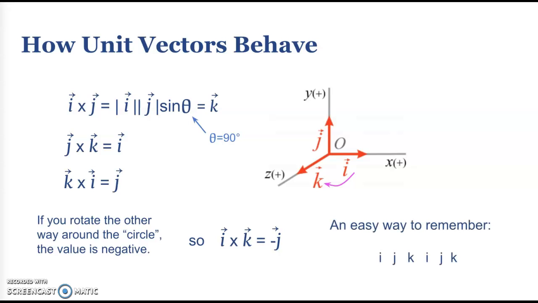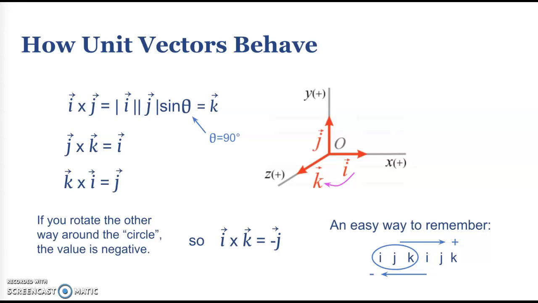An easy way to remember this is to write down the letters i j k twice. So write i j k, i j k. If you move from left to right, you're going in the positive direction. And if you move right to left, you're going in the negative direction. So if you have i cross j, you can look at the first three letters and you know that i cross j is going to equal positive k because you're moving to the right.